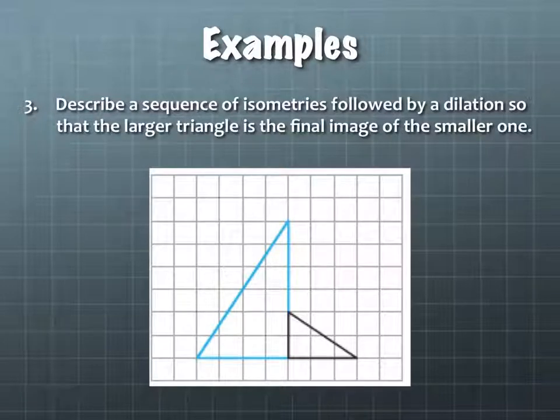So this says to describe a sequence of isometries followed by a dilation so that the larger triangle, on my screen it's the blue one, is the final image of the smaller triangle. Okay, so we're starting with the little triangle and we're going to end with the big triangle. So I would like for you to write down a series of transformations followed by dilations, whatever it takes, to get from the little triangle to the big triangle. And take a couple of minutes to do that and then compare with a neighbor.